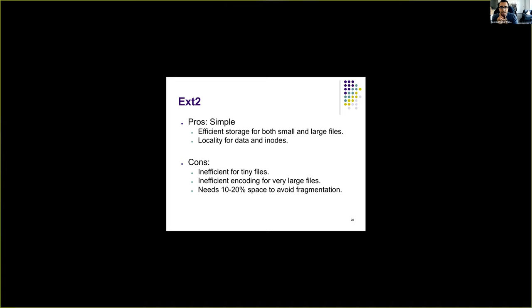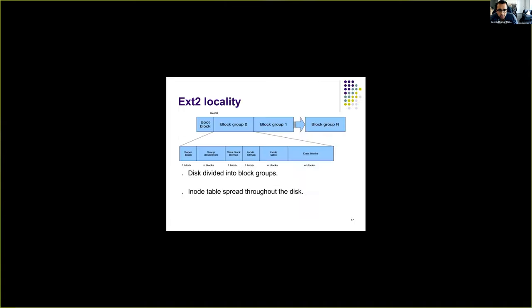But one disadvantage is the storage is not efficiently used for tiny files and even for large files, because there is a lot of encoding that goes into the advantages that ext2 provides. Specifically, 10 to 20% of the space is wasted to avoid fragmentation. So what that means is, let's look at this.